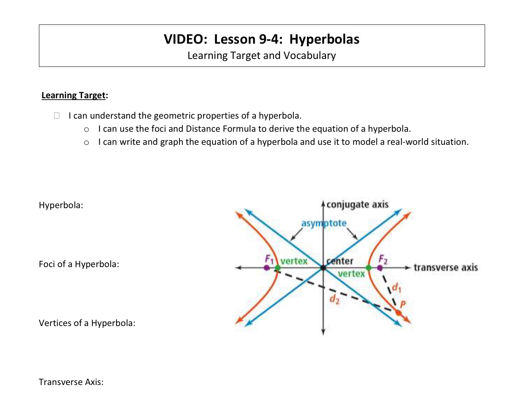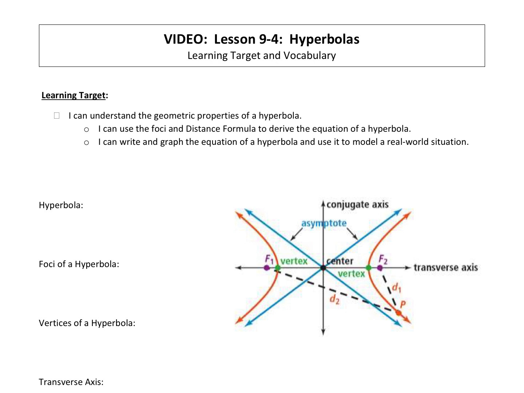Our learning target for today, we will be able to understand the geometric properties of a hyperbola. We'll use the foci and distance formula to derive the equation of a hyperbola. We will write and graph the equation of a hyperbola and use it to model a real-world situation.